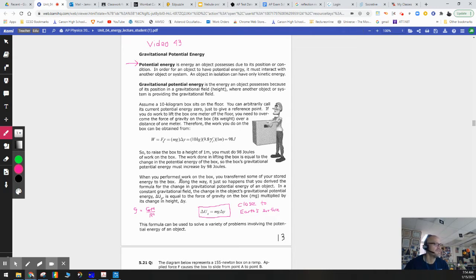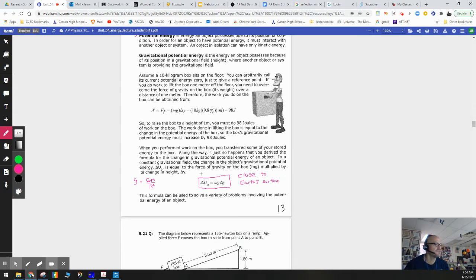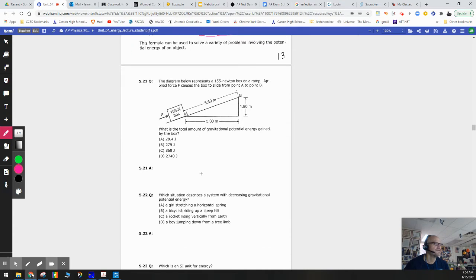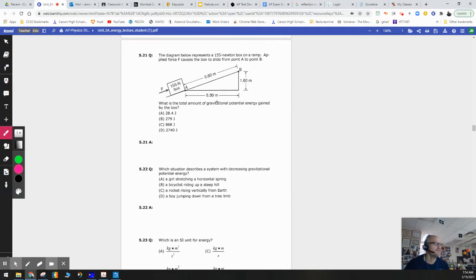All right, so make sure we go ahead and take a look at this and read what's going on here, and then we'll proceed with 5.21. Okay, so here is 5.21. Go ahead and take a look at the diagram here. It says the diagram below represents a 155 Newton box on a ramp. Applied force causes the box to rise from point A to point B. What is the total amount of gravitational potential energy gained by the box? All right, so look at this. We have the hypotenuse, we have this distance, we have this distance.